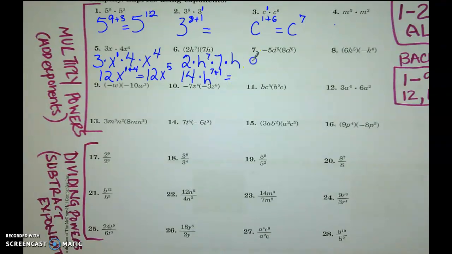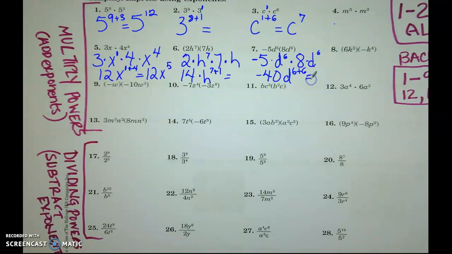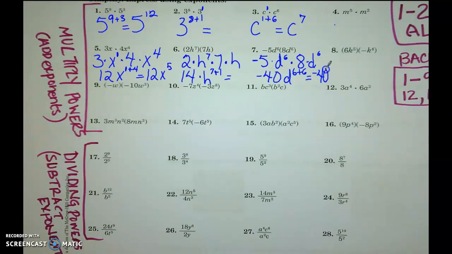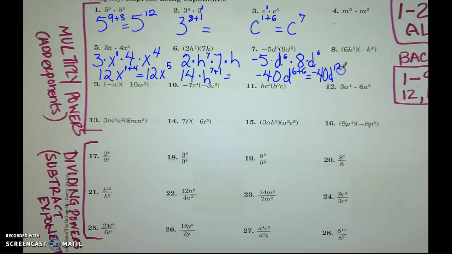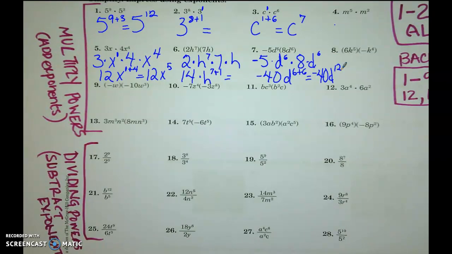Number 7, when we break it apart, we have negative 5 times d to the 6 times 8 times d to the 6. Negative 5 times 8 is negative 40. And then d to the 6 plus 6. That gives us negative 40 d to the 12th.